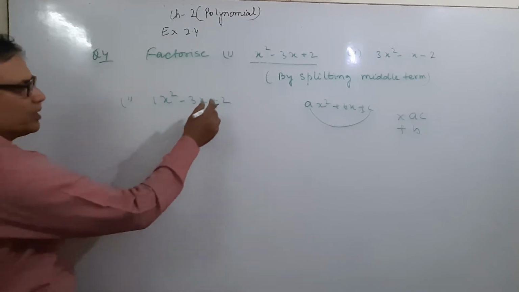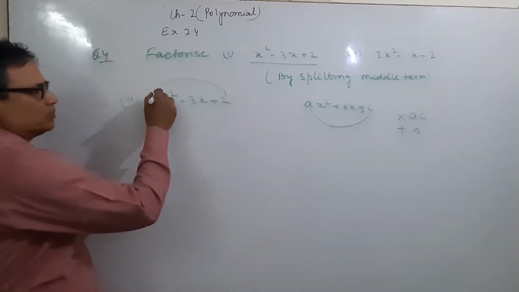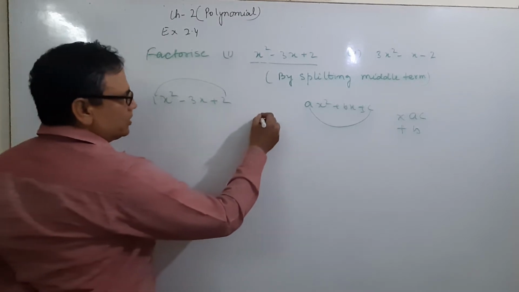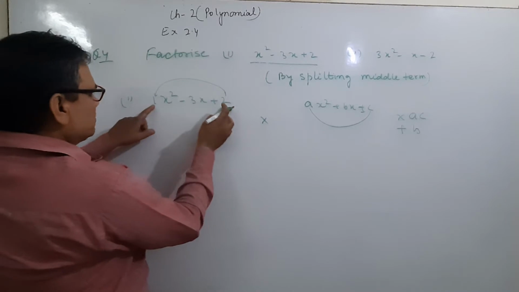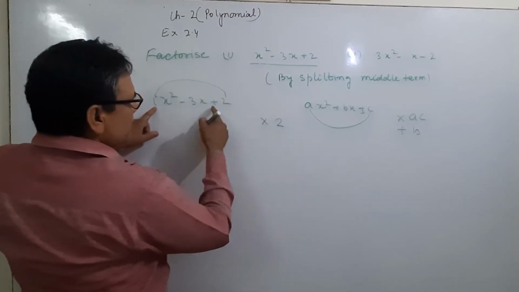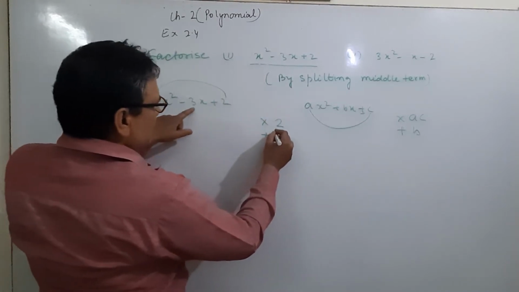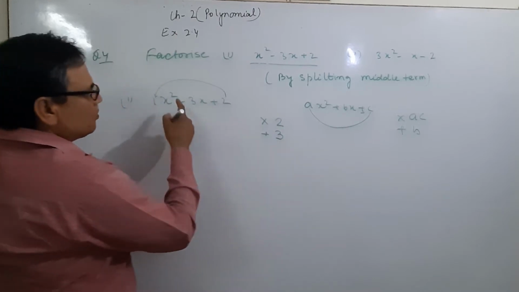Here we have to multiply 2 and 1, which gives 2. 2 multiplied by 1 gives 2. Here the answer is plus, and this will be left. We need not write the minus.